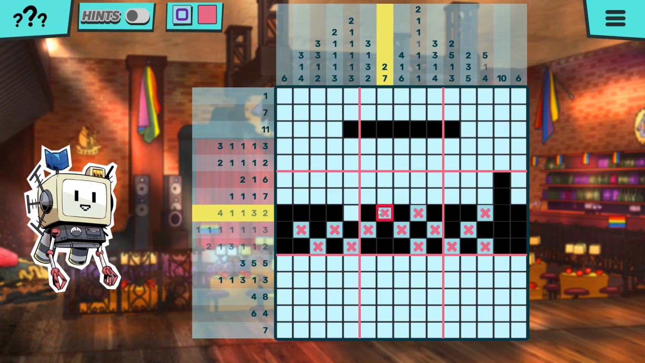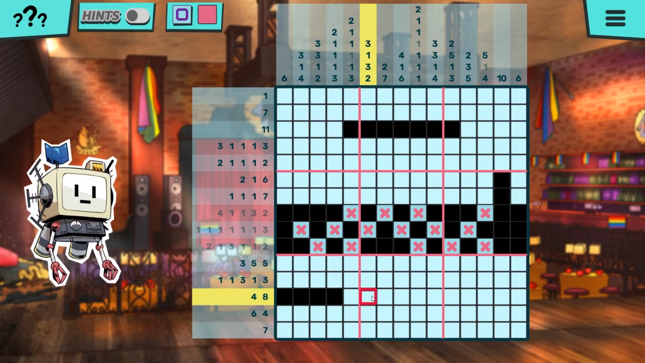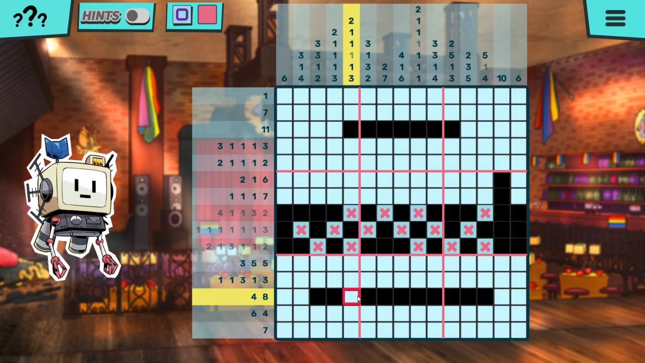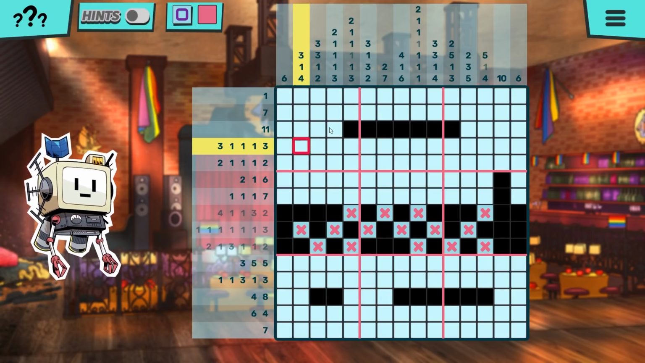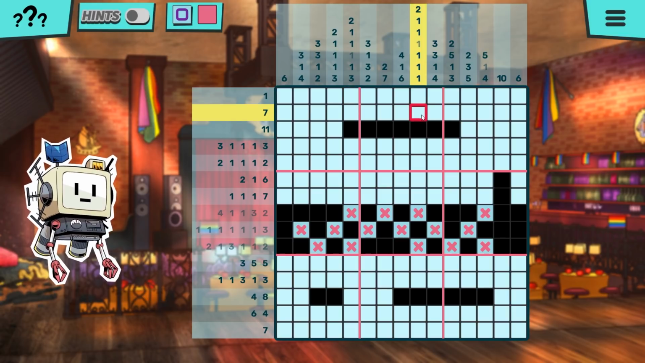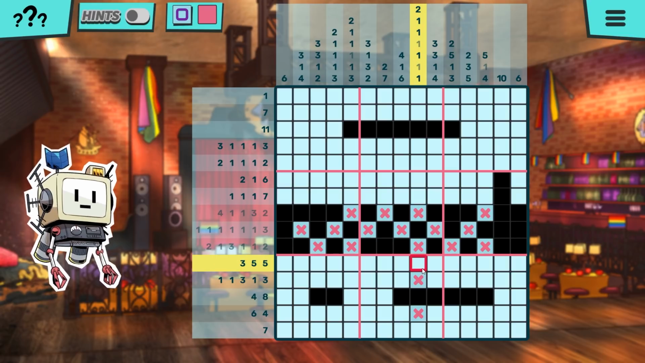Oh, this one's actually a lot easier. It's easier because there are enough numbers. Look at that 2, 1, 1, 1, 1, 1, 1 column in the middle. Wow. So that has to be the 2, or part of the 2. 1, 1, 1, 1, 1, 1, 1.